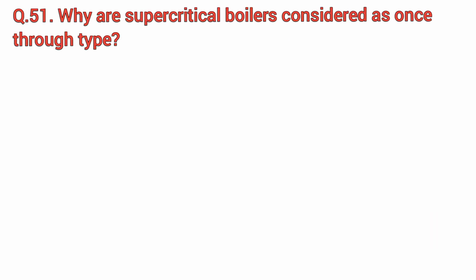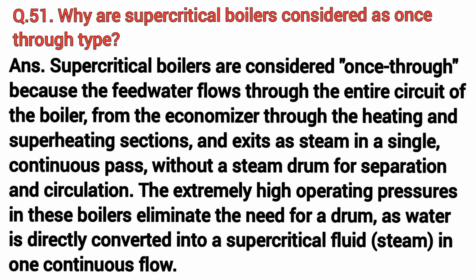Why are supercritical boilers considered once-through type? Supercritical boilers are considered once-through because the feed water flows through the entire circuit of the boiler, from the economizer through the heating and superheating sections, and exits as steam in a single, continuous pass, without a steam drum for separation and circulation. The extremely high operating pressures in these boilers eliminate the need for a drum, as water is directly converted into supercritical steam in one continuous flow.